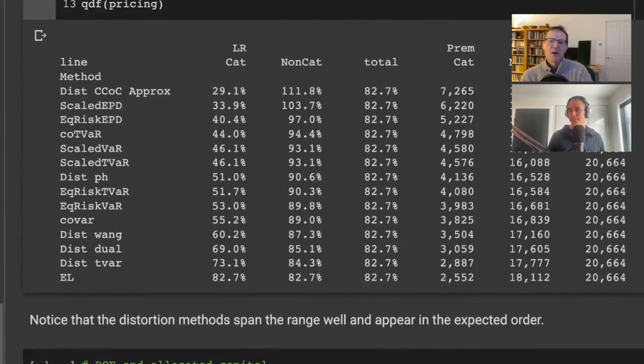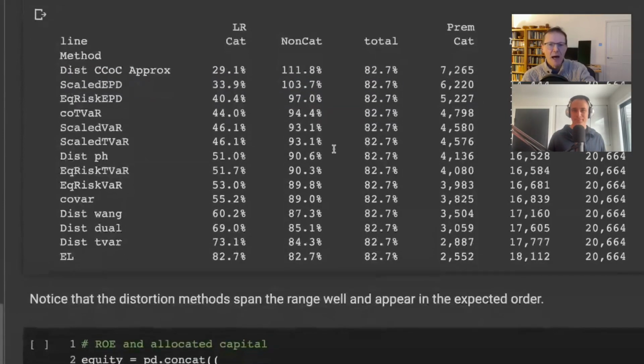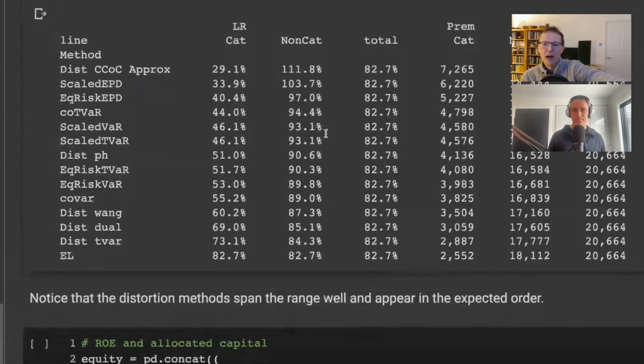I don't want to over-rotate on the 112. There are some other assumptions that go into that. But throw out the top two lines, and you've still got a very wide range of premiums indicated for the cat line, between 5,200 and 2,800. So there is a massive disagreement here between these methods. Some of them are reasonable methods. None of them are materially wrong; they're all in the literature. Very big difference between them.